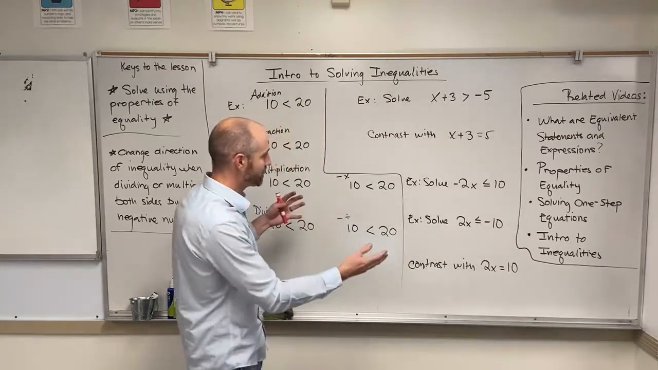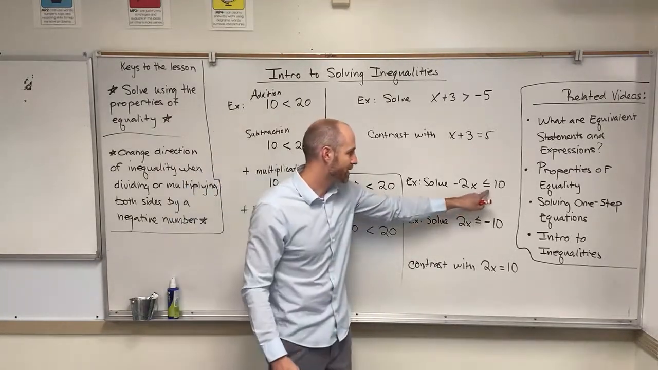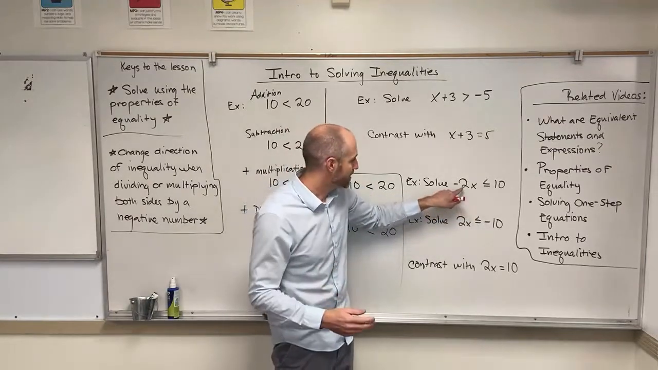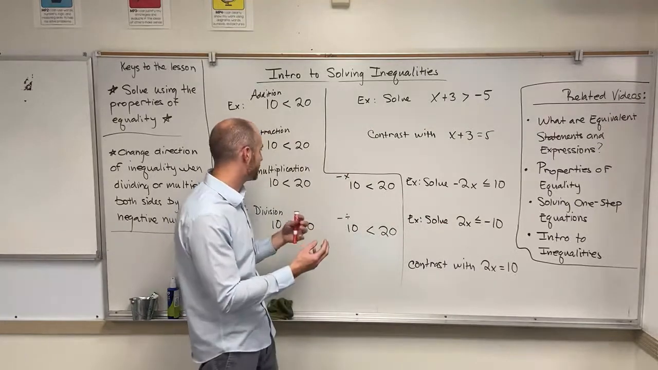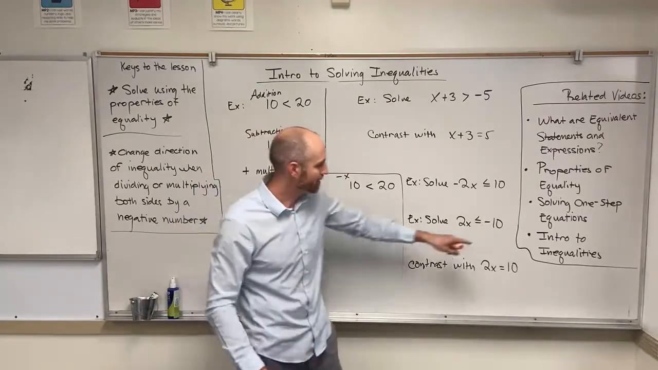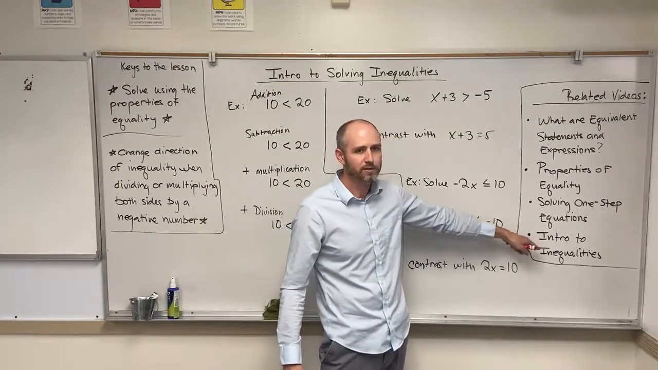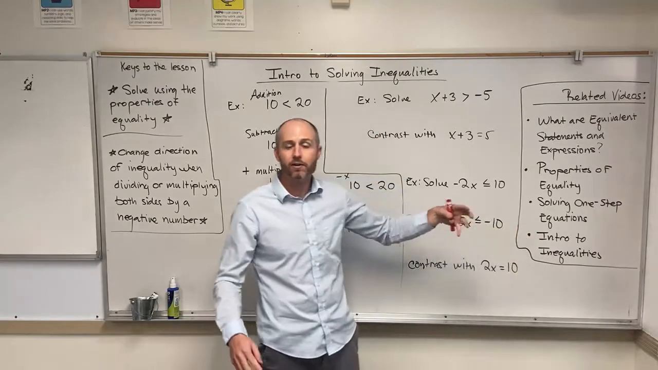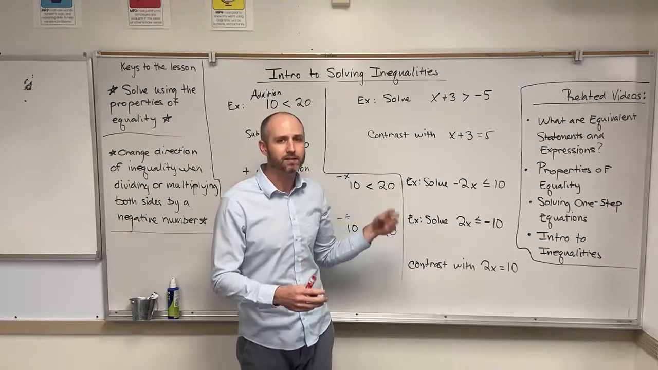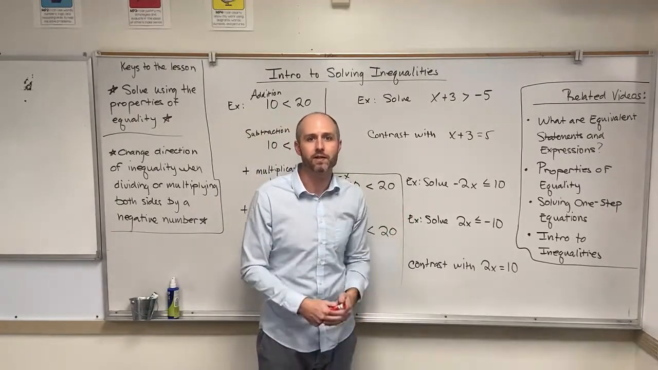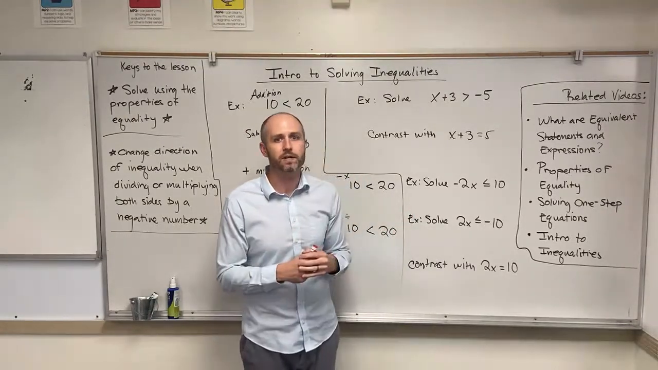So if you're looking at the board and you're not sure how to read this statement, when I say negative 2x is less than or equal to 10, if you're not sure if it's less than or greater than, then go back and check out the other video called Introduction to Inequalities or Intro to Inequalities. In that video, I go into more detail about how to read these statements and use the symbols of inequalities. In this video, we're going to focus on solving.